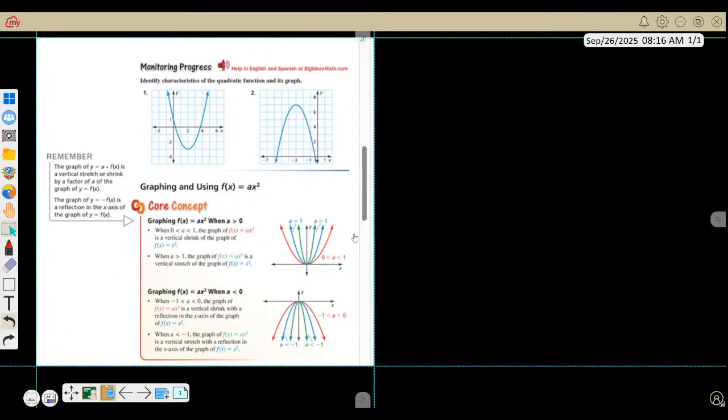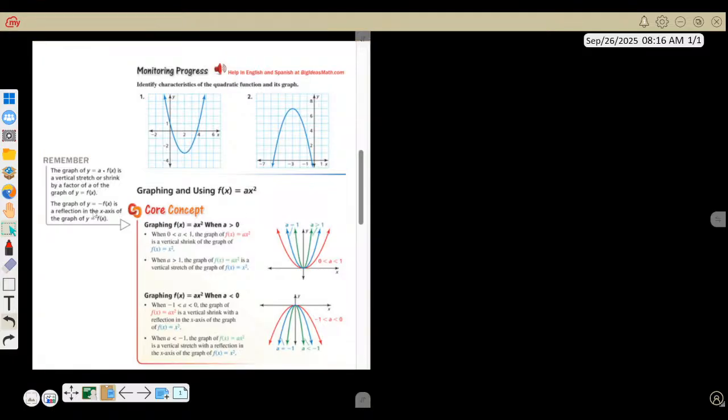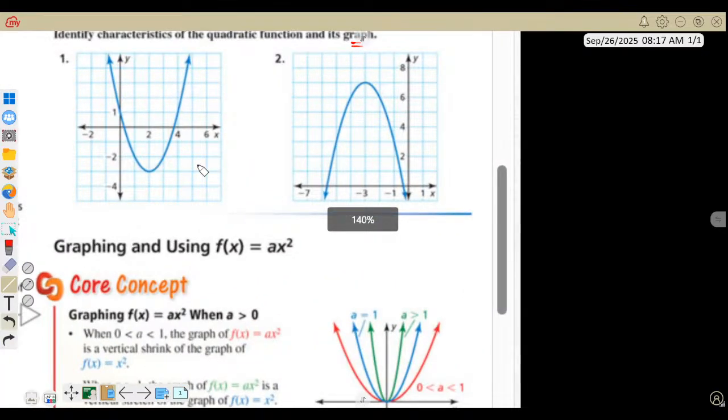Okay, now see, we have to monitor our progress. So let's see, identify the characteristics of a quadratic function and its graph. So now, first of all, tell me what is the axis of symmetry. Make a line which passes through the center. So can I say this line is the axis of symmetry? You are getting my point?